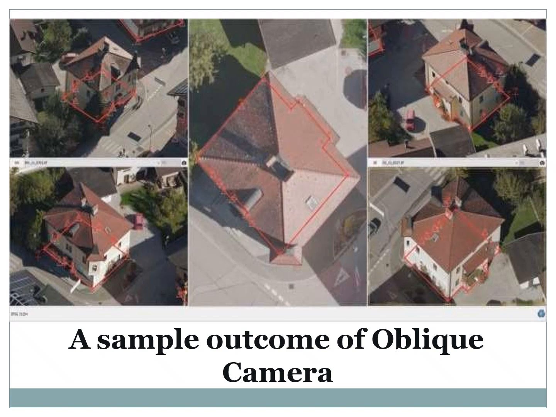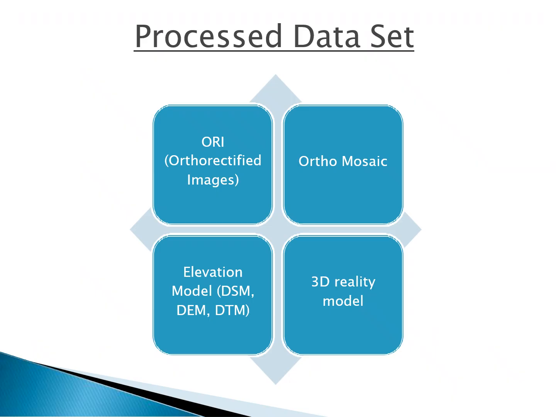Next, we'll talk about processed data. Once we collect all this data, photos, laser measurements, it goes into a computer to be processed. This means cleaning it up, combining it, and turning it into something useful, like a map or 3D model. It's like editing a raw video to make it look polished and professional.